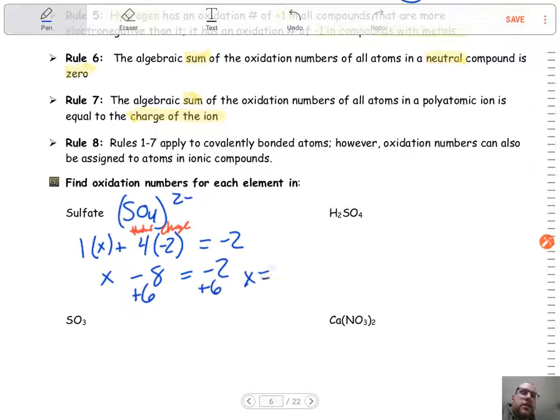So that means x is going to add 8. I kind of jumped ahead there. 2, 8. My answer is going to be +6. So oxidation numbers for each element, we're going to jot these down over here. S is +6. Oxygen is -2.